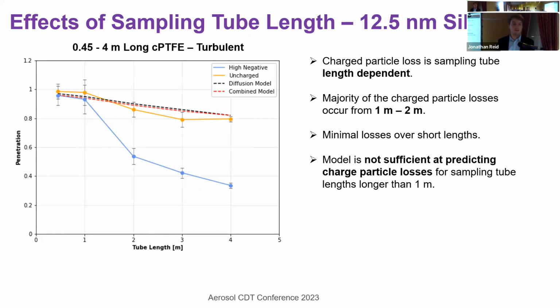Now looking at the effects of charged aerosol particle loss on sampling tubes of different lengths for 12.5 nanometer salt particles. First, let's compare the uncharged line, which is this orange line at the top, against this highly charged line, which is the blue line. We see that as the tube length increases, the particle loss increases for the electrostatic loss effect. This suggests that electrostatic loss is tube length dependent. Further to this, we see that the majority of losses occur between 1 and 2 meters. Now comparing the two models from the previous slides in this slide, we see that, again, the model is significantly underpredicting the particle losses.